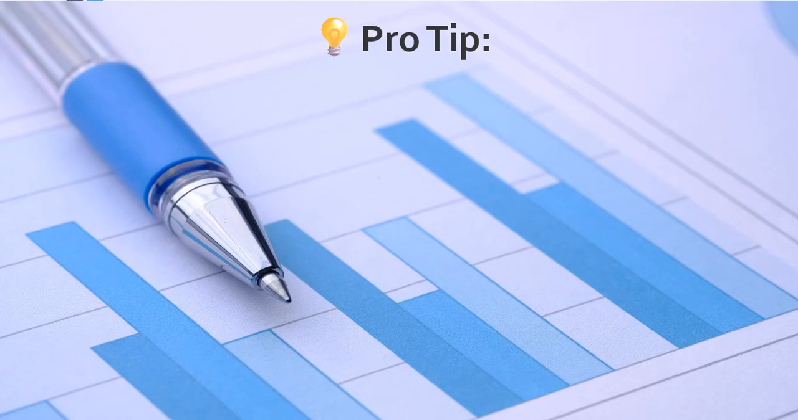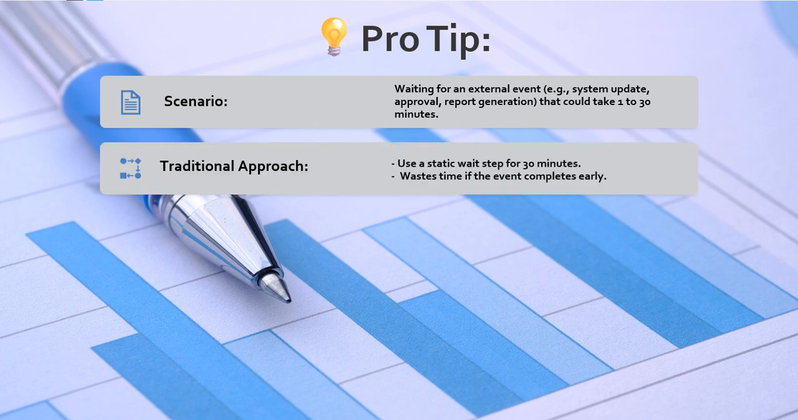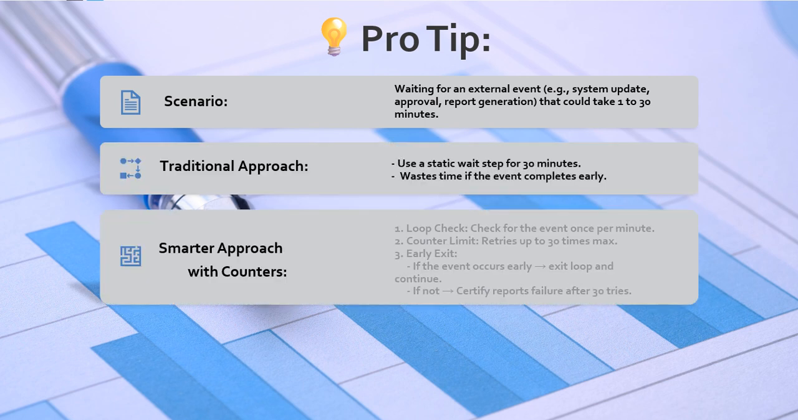Here is another pro tip. Counters are not just for tables. Imagine you are waiting for an external event like a system update, approval, or report generation that could take 1 minute or even 30 minutes. Instead of using a static wait step for 30 minutes, you can set up a loop that checks for the event once per minute. Use a counter to limit retries, say 30 times max.